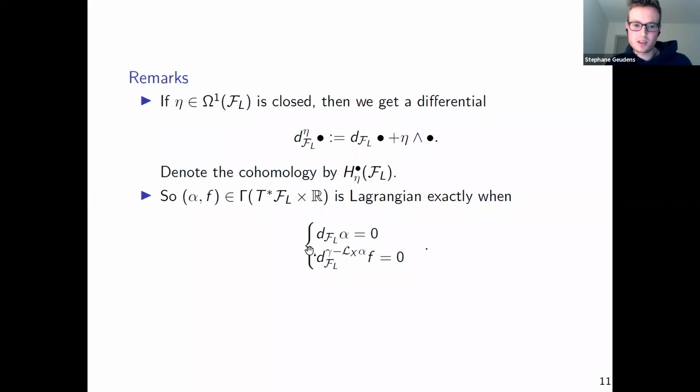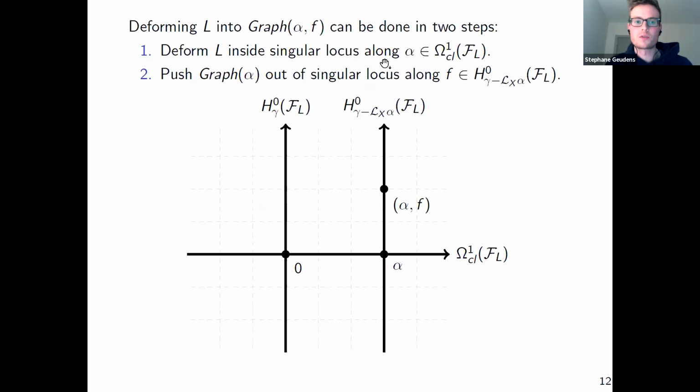And so geometrically, these 2 steps amount to the following. If you would deform the Lagrangian into the graph of alpha f, then, I said the first step is solving for alpha, which is a closed foliated one form. And the first component represents deformations inside the singular locus. So the first step is you deform the Lagrangian into the graph of alpha, which is a new Lagrangian in the singular locus. And then the second step is you solve the second equation for f.